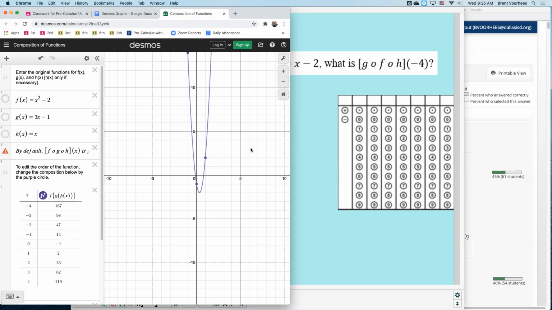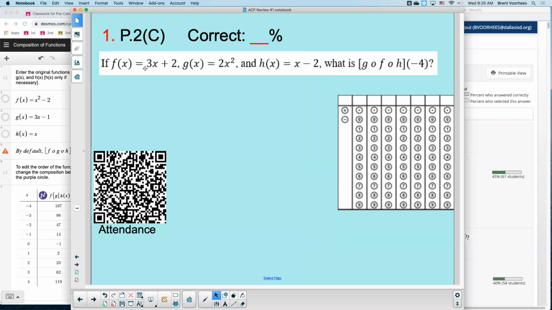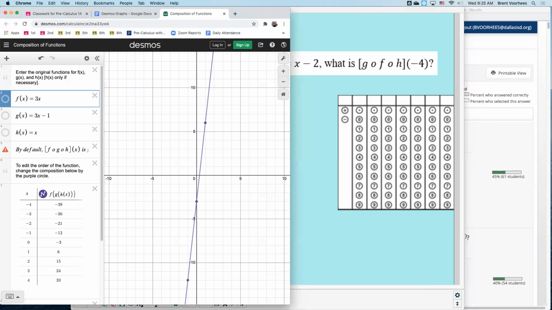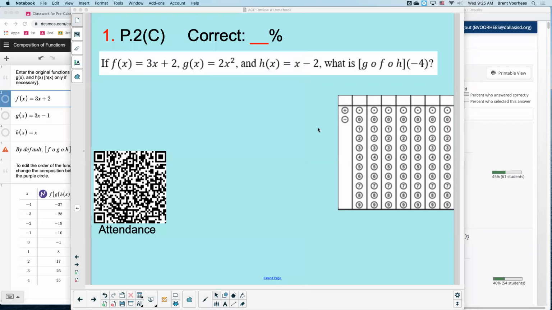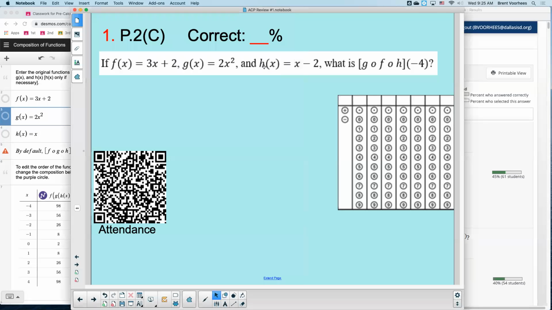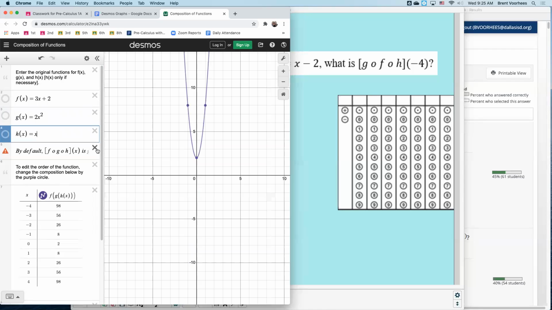Okay, so you can almost time me how long it takes to get an answer using these Desmos calculators. F of x is 3x plus 2. So I'm going to come over here to f of x and put 3x plus 2. G is 2x squared. So you change your g equation to 2x squared. And h is x minus 2. So if you're doing this at home, I'd recommend you split screen it, so you have my video going on one side and your calculator screen on the other side, so you can be following along.